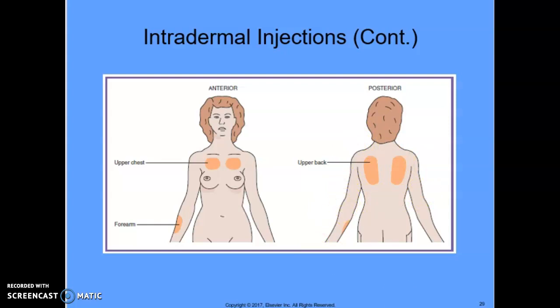Have any of you ever had allergy testing? Yeah. If you're allergic to a ton of things like I am, it can be a bit uncomfortable.